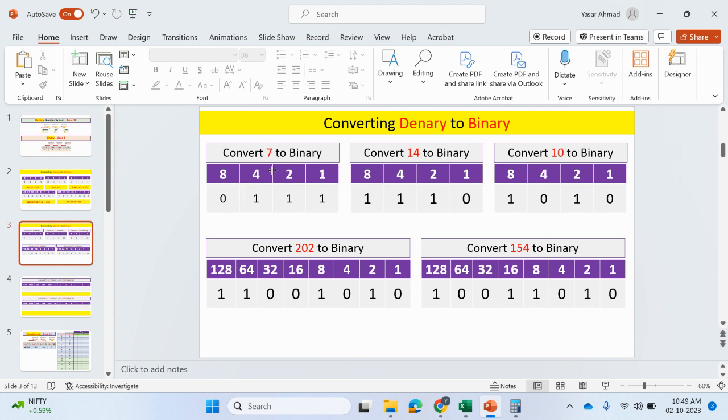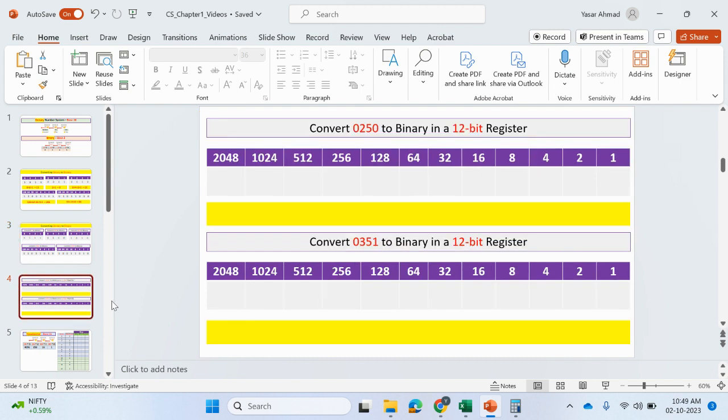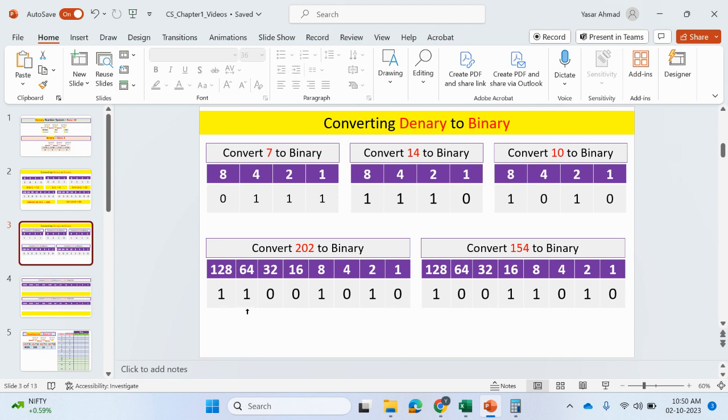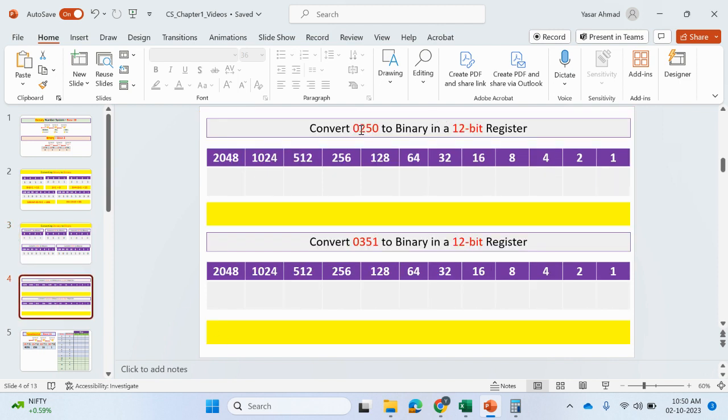So this is a 4-bit register, the 8-bit register, and now it gets a little bit more complicated. We have a 12-bit register. Just before we do move on, guys, if we had all ones in the 8-bit register, the maximum it equals up to is 255. So let's have a look at this one here. So we have to convert this number here, 250, to binary in a 12-bit register.